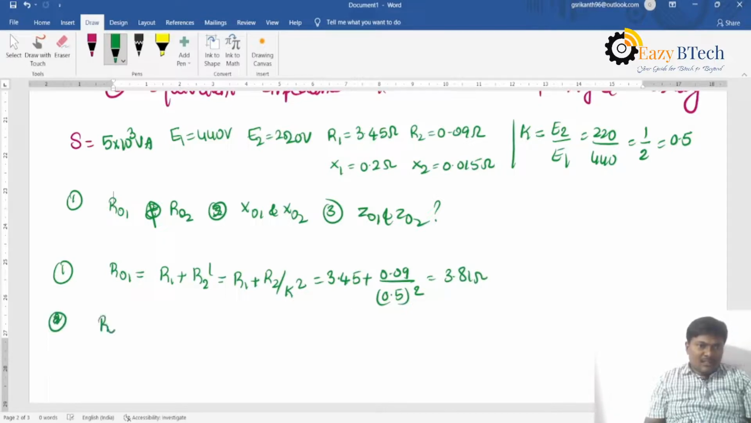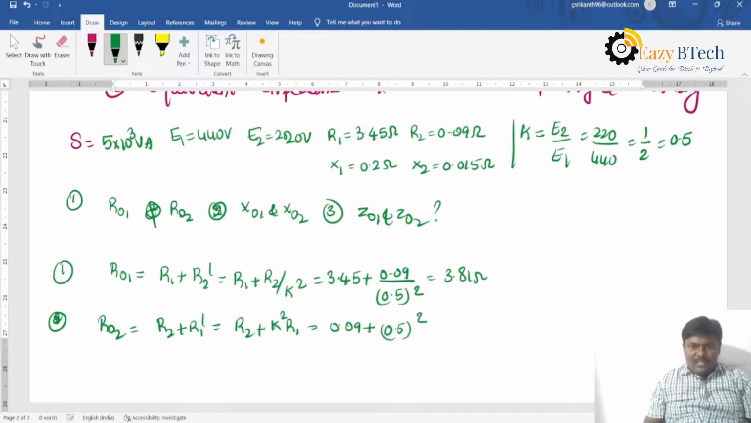And R02 is asking R2 plus R1 dash, R2 plus K square times R1. What is R2? 0.09. What is K square? K square is 0.5 whole square into R1 which is 3.45. So 0.09 plus 0.5 square into 3.45, that gives 0.9545 ohms.